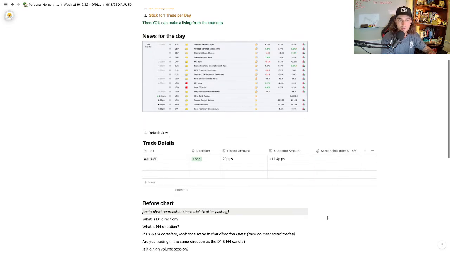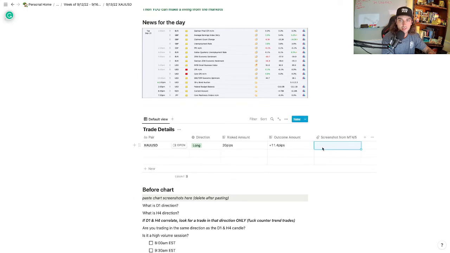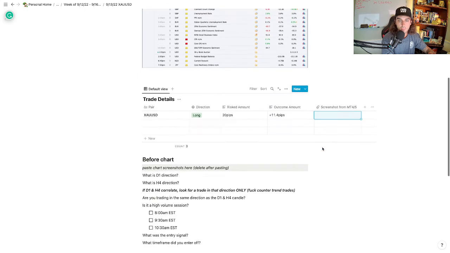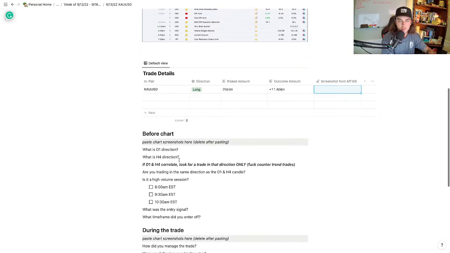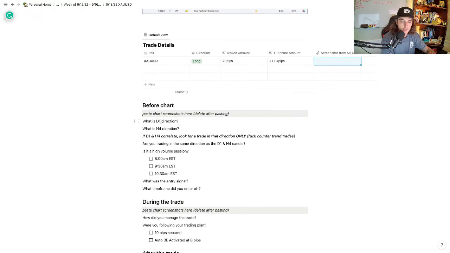So cool. So this was the pair that I took, the direction, risk amount, outcome amount, and then if you want, you can upload screenshots of your MT4/MT5 just so you can see direct entries. But I'll show you an example of what mine actually looks like, and you'll see how I use the screenshots here. So then what you'll want to do is obviously place a before chart picture.